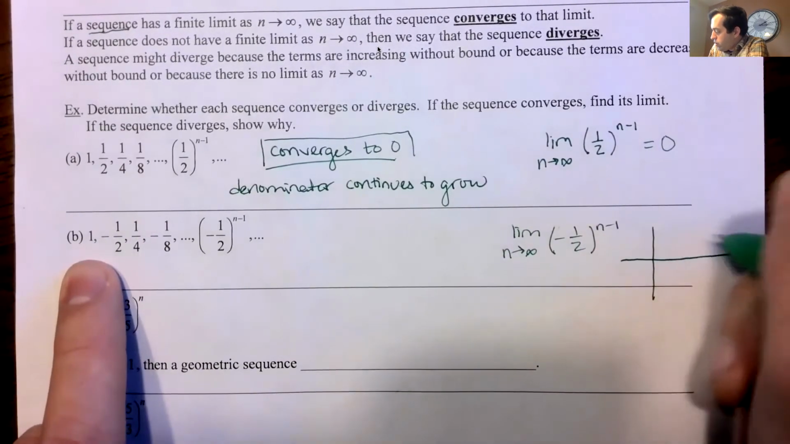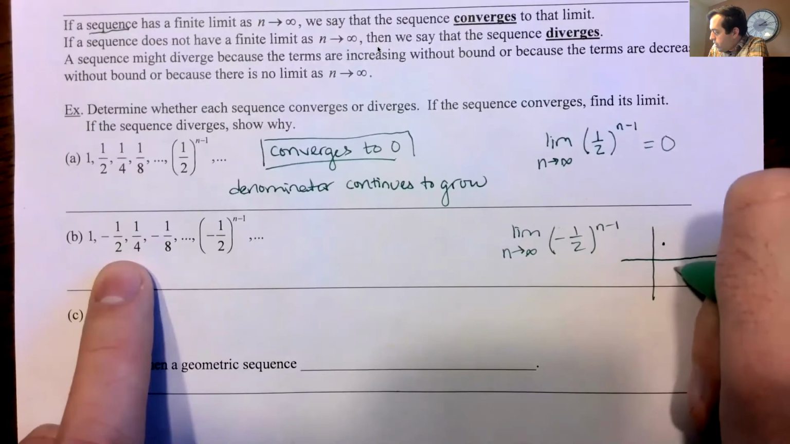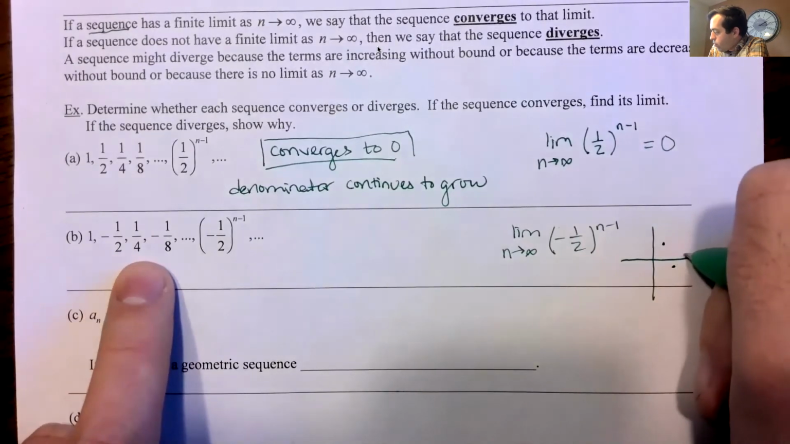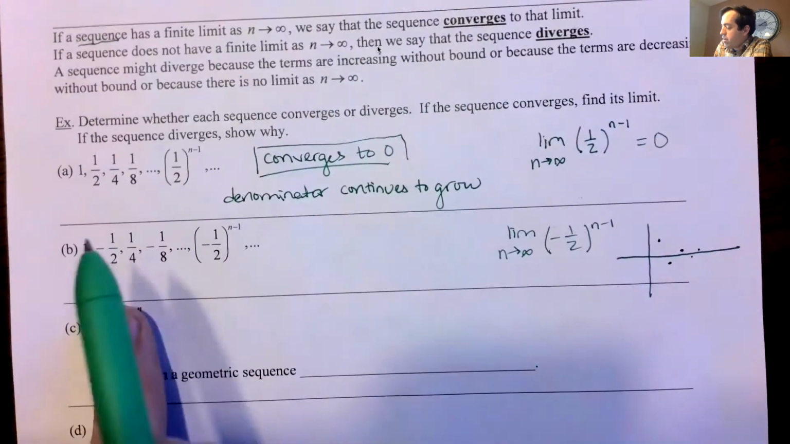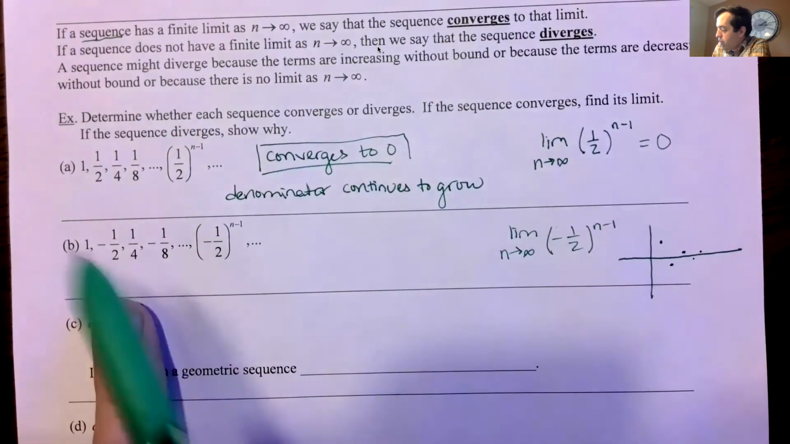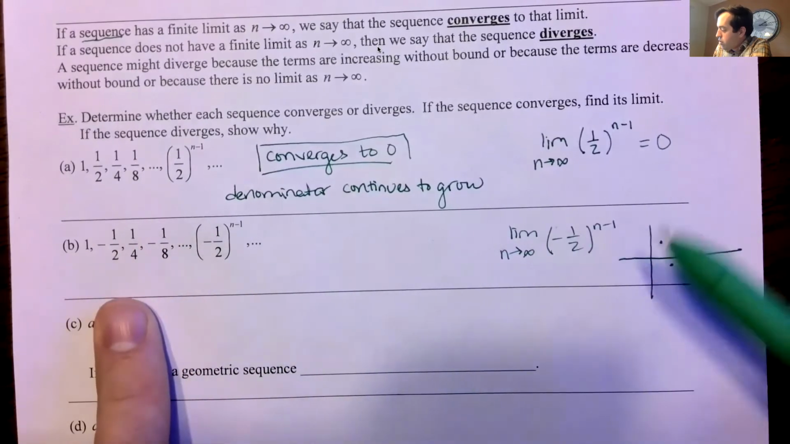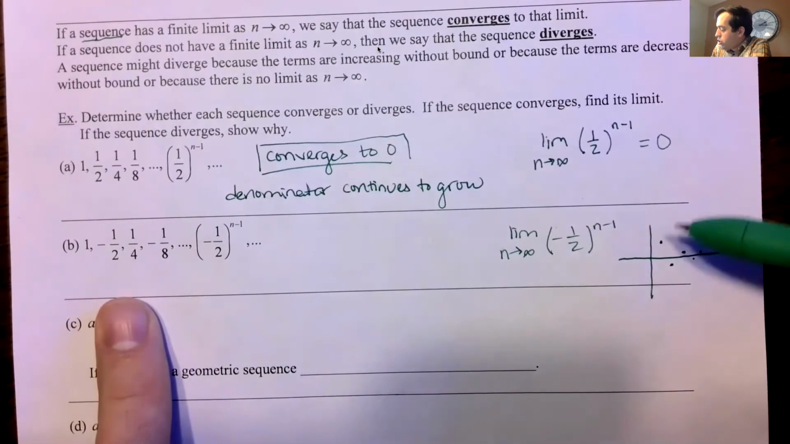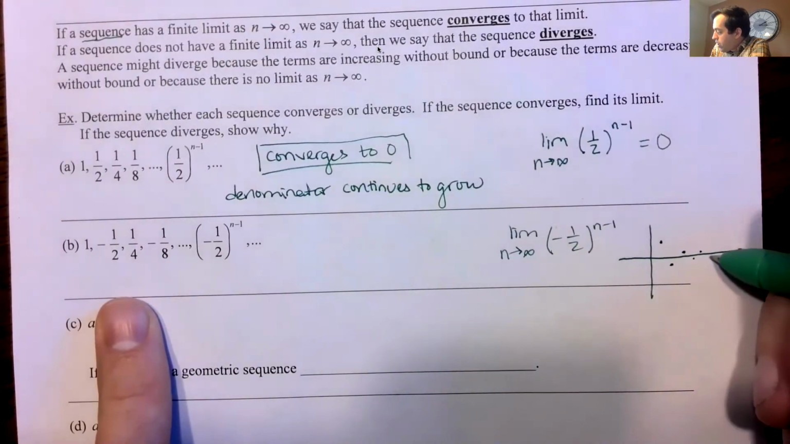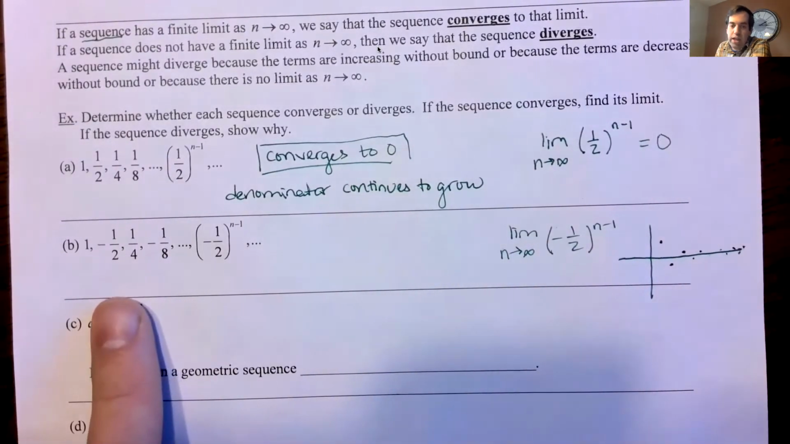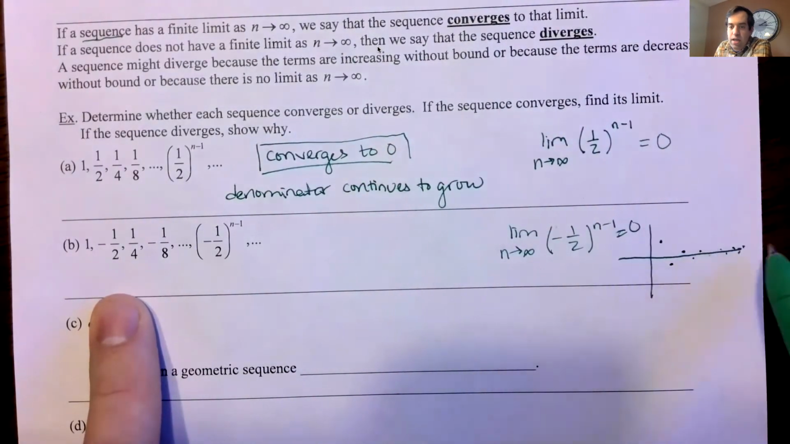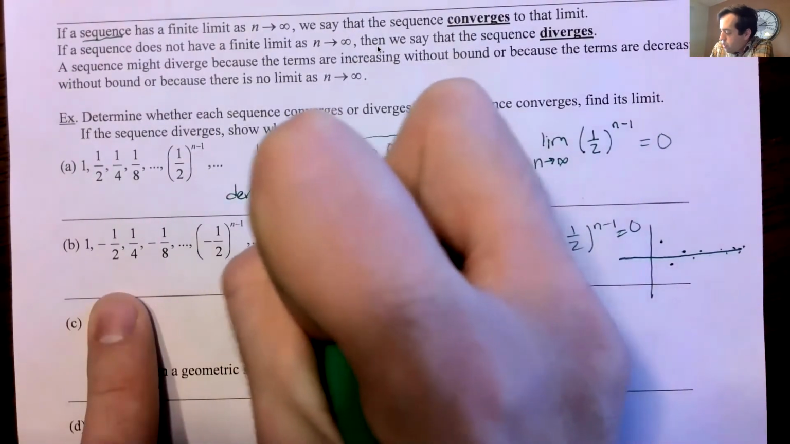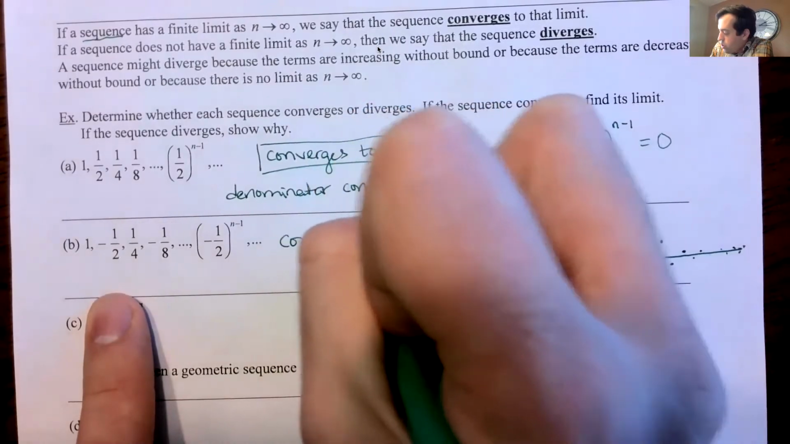We would have 1, and then negative 1/2, and then 1/4, and then negative 1/8. If we think of each n as being the x value and plot these values as the y values, you can see that over time we're jumping over the x-axis, but we're still approaching 0. So this still equals 0 because over time we're approaching it from both sides, but it's still converging to 0. So we would say it converges to 0.